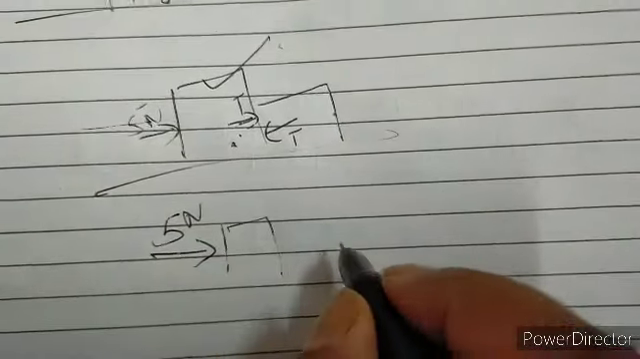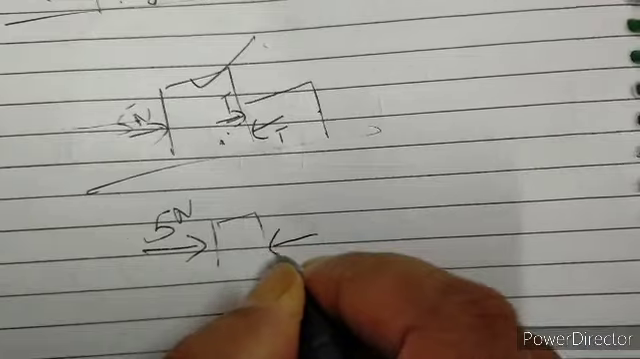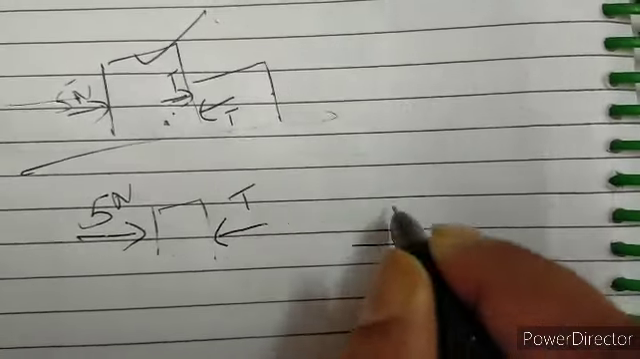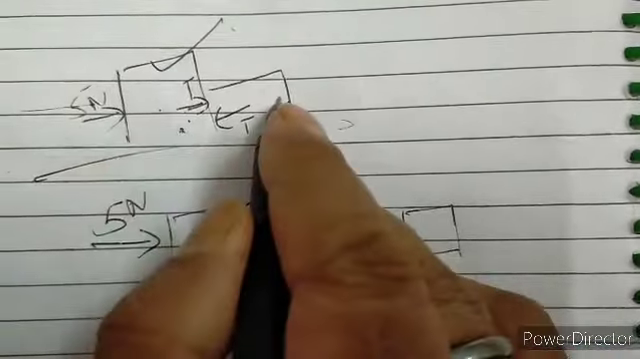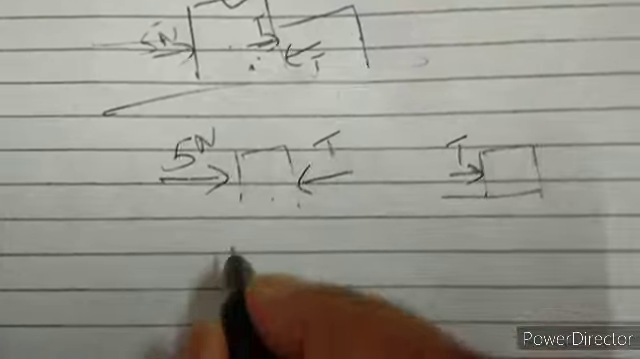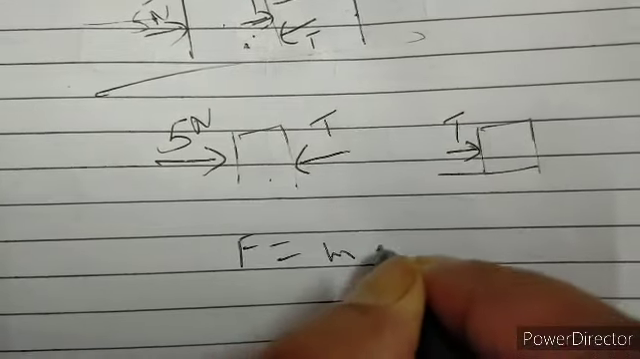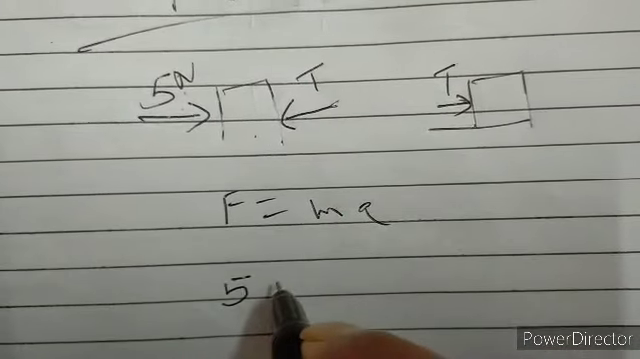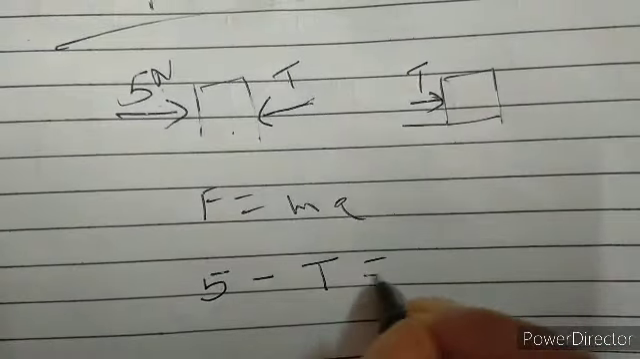and from the second block the reaction on the first block is T, and for the second block only the first block is pressing by the force T. No, there is no other force. Use F = ma for this block. How many forces are acting? 1, 2. Then one force is 5 Newton minus the opposite direction force T is equal to ma.